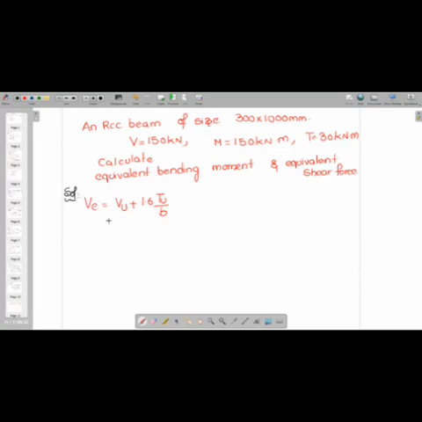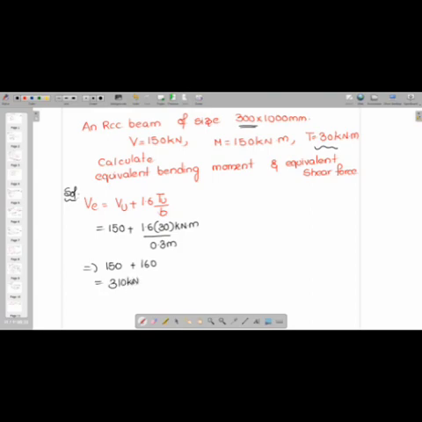So the equivalent shear here is equal to 150 plus torsion, which is 30. So 1.6 into 30 divided by b. Please see, my dear students, the units are kilonewton meter. Here it is b, not D. So b is equal to how much, sir? 300 mm means 0.3 meter. So this will be equal to 150 plus (30 into 1.6)/0.3, that is 160. So this will be equal to 310 kilonewton.